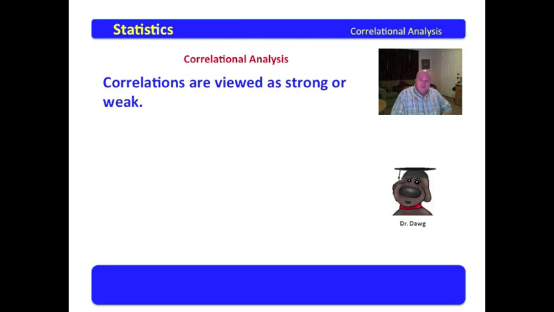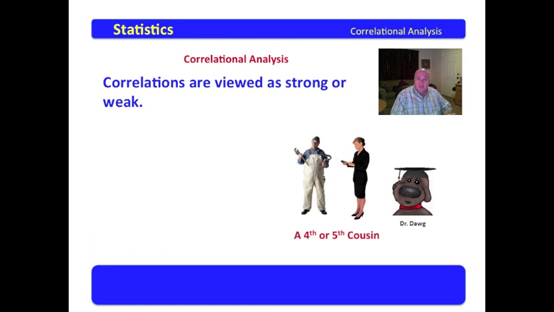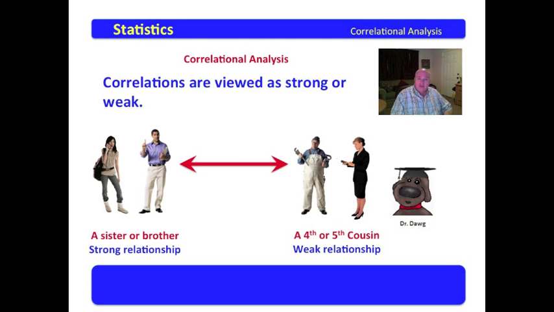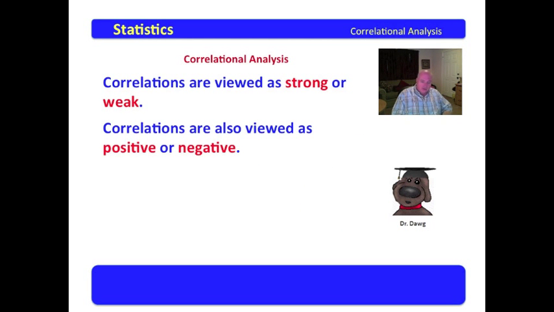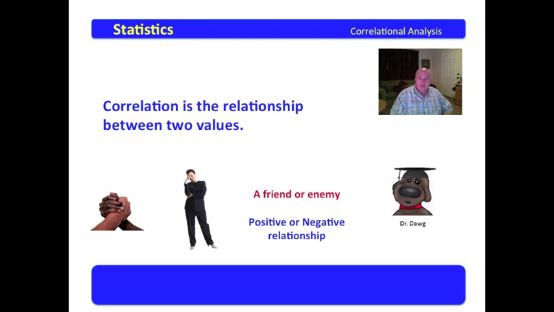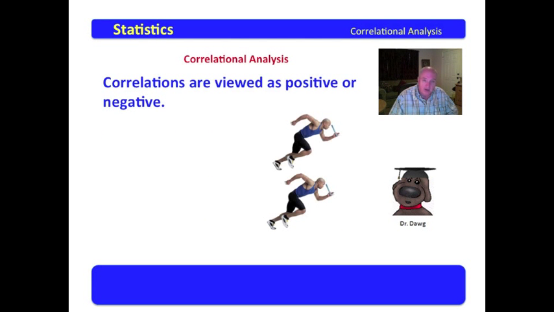Now, correlations are viewed as strong or weak. A sister or brother is a strong relationship. A fourth or fifth cousin is a weak relationship. So consider the strong or weak correlation here. Closely related, distantly related. They can also be viewed as positive or negative. Consider the following. Correlation being the relationship between two values. What about the relationship between a friend or an enemy? A friend would be viewed as a positive relationship, an enemy would be viewed as a negative relationship. Correlations, again, are viewed as positive or negative.